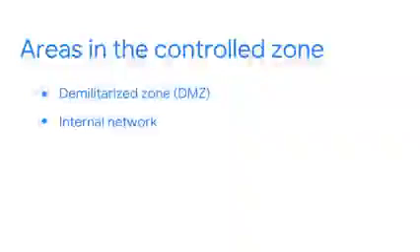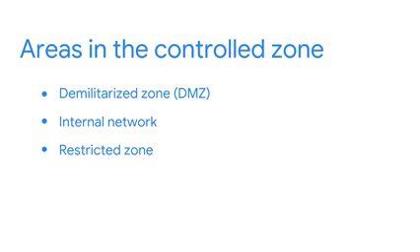The internal network contains private servers and data that the organization needs to protect. Inside the internal network is another zone called the restricted zone. The restricted zone protects highly confidential information that is only accessible to employees with certain privileges. Now let's try to picture these security zones.